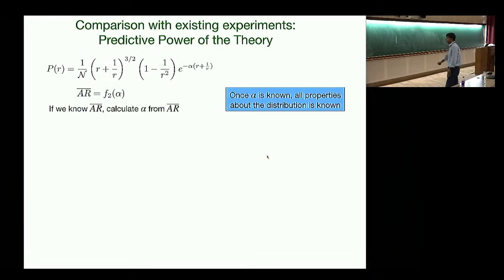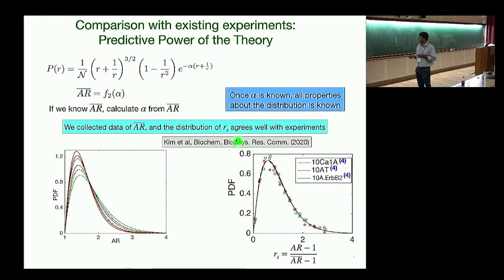Now, let me get into one predictive power of the theory. When you have only one particular parameter, you can actually predict the distribution from the average. The average is much less information, but you can actually predict the distribution from the knowledge of the average. And this is what we did. From this paper, we obtained the value of the average aspect ratio, and then we analytically calculated alpha. Knowing alpha, we calculate P of R, and then plot this distribution. We did not have this data, but we had the data of the scaled aspect ratio. So we transformed them into the scaled aspect ratio distribution, and then this again agrees quite well.